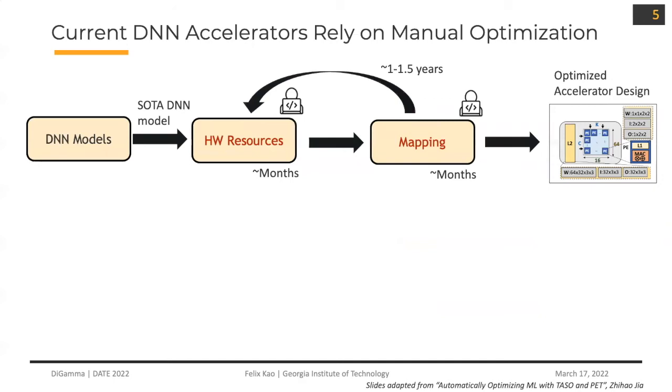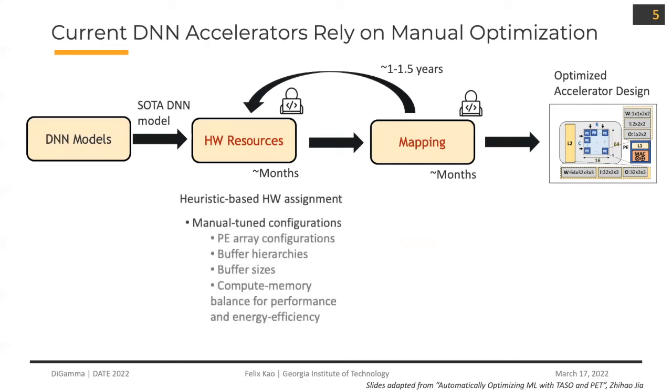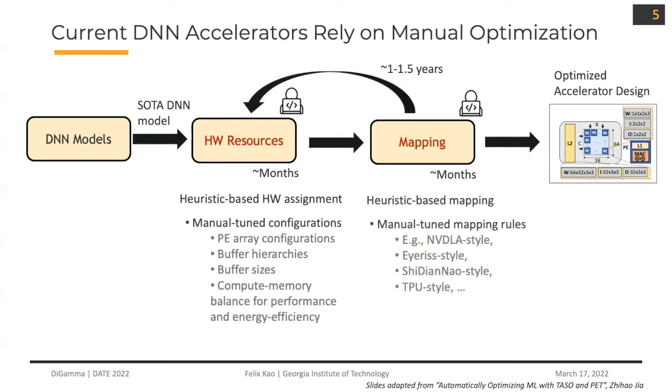This is a typical design flow of a DNN accelerator. At the start, we have the target DNN model. We select a task and pick the state-of-the-art model for it. Then we design its hardware resources, usually by heuristic. Then we find the mapping strategy, also by expertise and heuristic. However, hardware and mapping design often requires several to hundreds of iterations, which could take more than a year. Then finally, we have an optimized accelerator design.